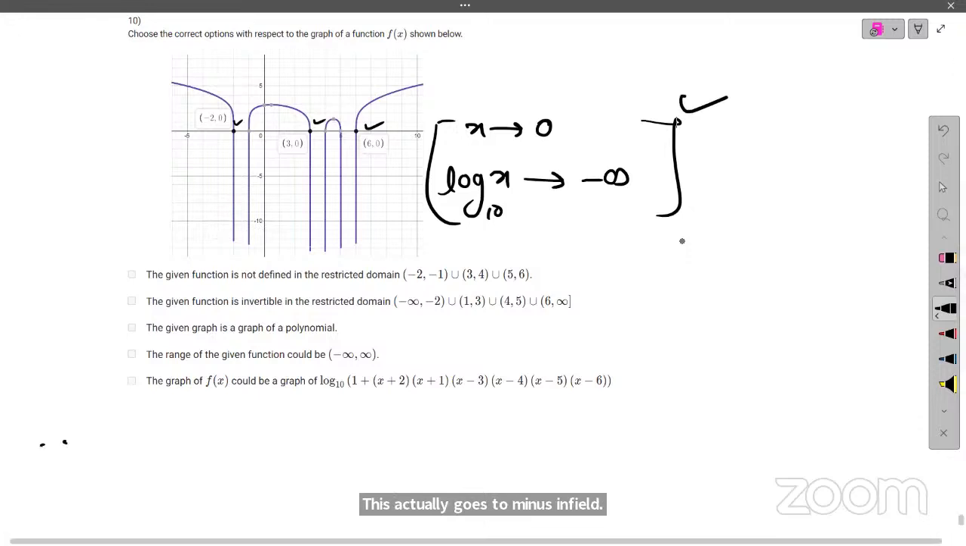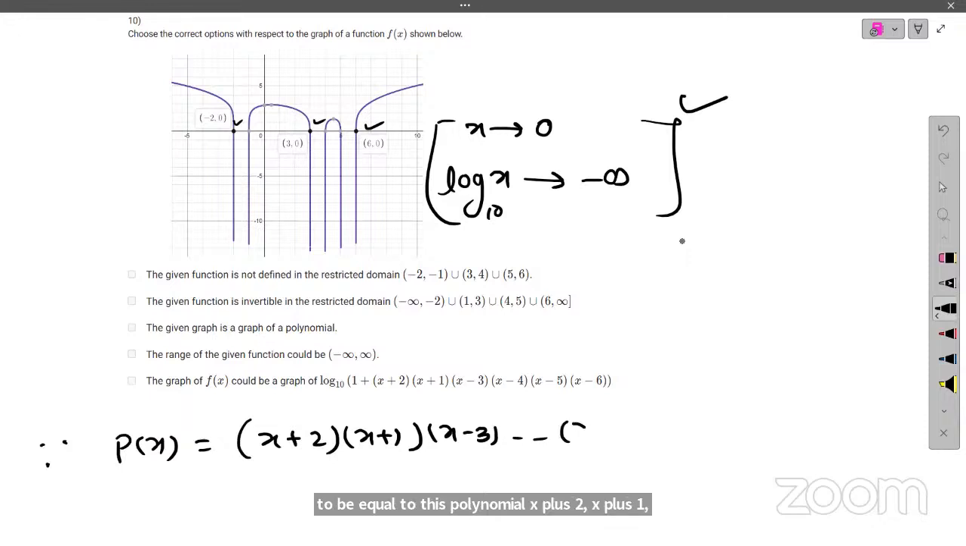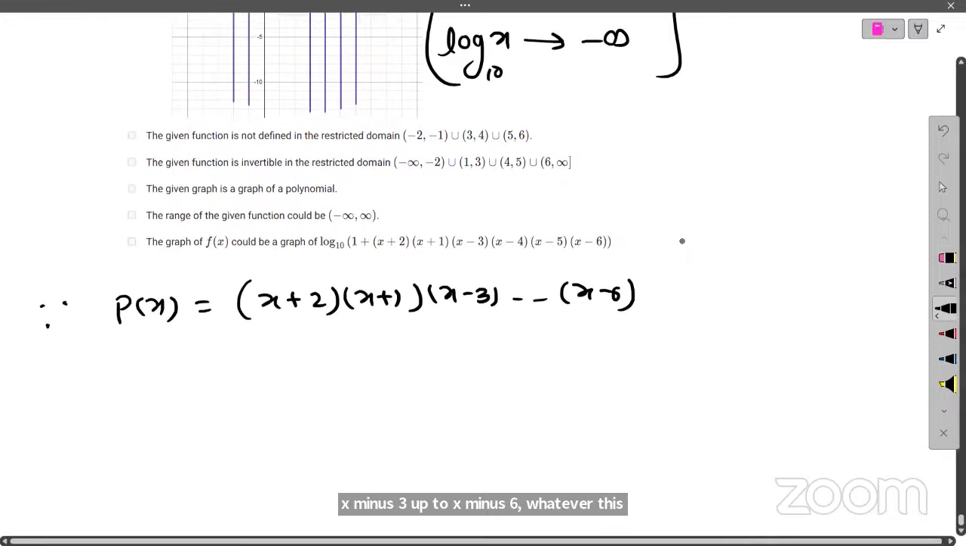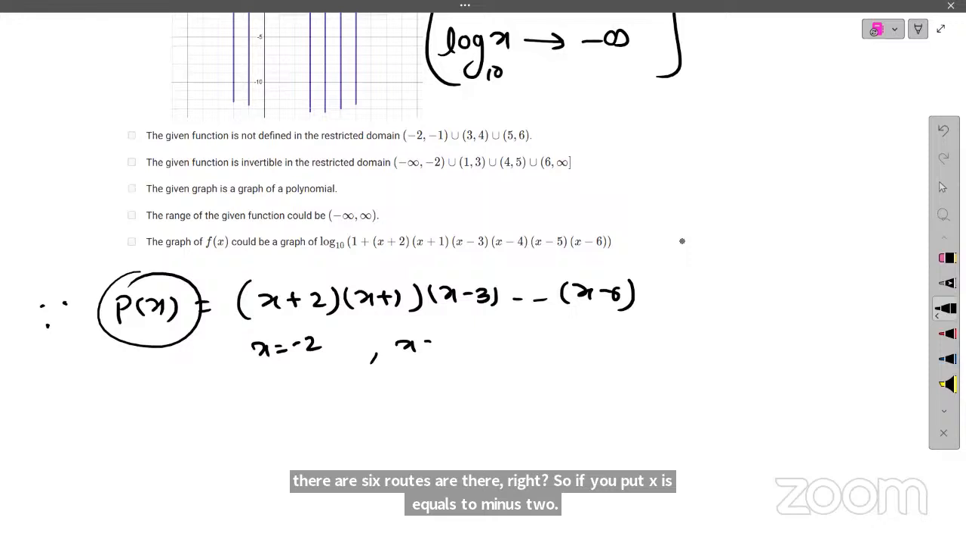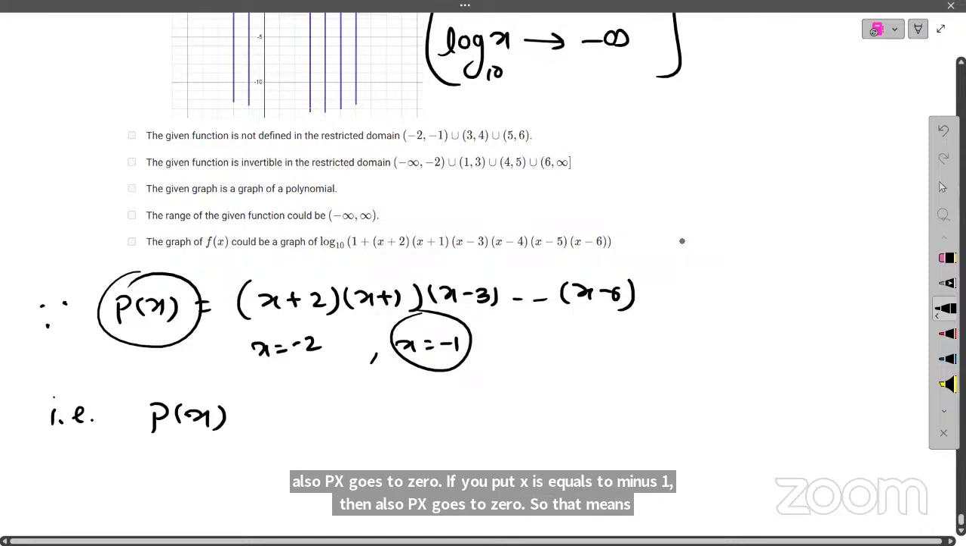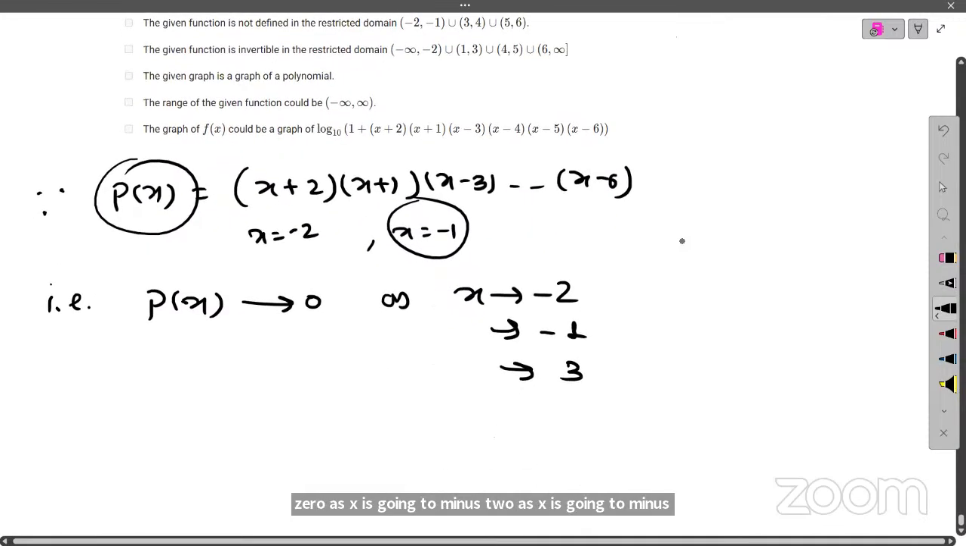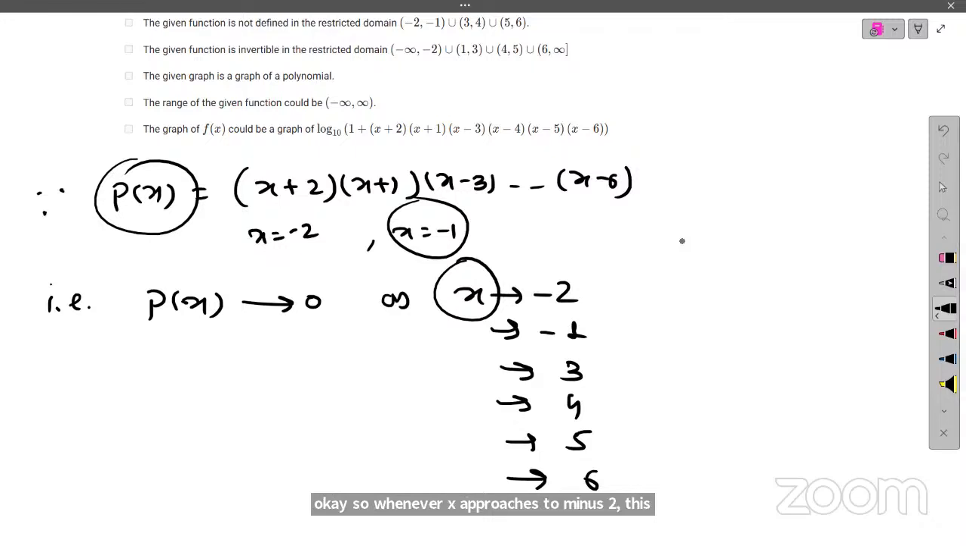Now since we know that if you consider a polynomial p of x to be equal to this polynomial, x plus 2, x plus 1, x minus 3, up to x minus 6, whatever this is, then there are 6 roots, right? If you put x equals minus 2, then p of x goes to 0. If you put x equals minus 1, then also p of x goes to 0. So this p of x is going to 0 as x is going to minus 2, minus 1, 3, 4, 5, and 6. Whenever x approaches minus 2, p of x approaches 0. As x approaches minus 1, p of x approaches 0.